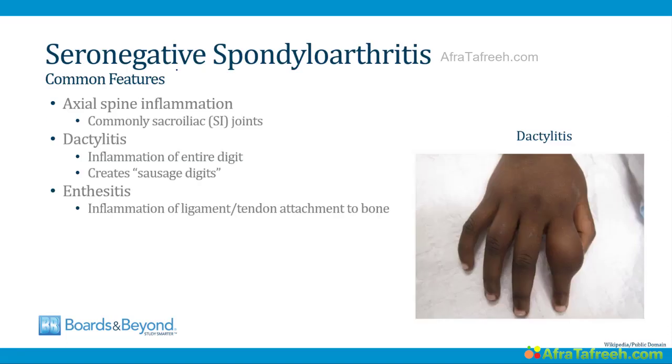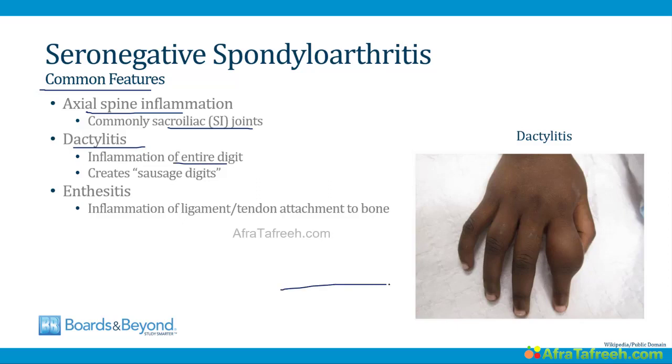Before we get into specific types of seronegative spondyloarthritis, let me go over some common features that many of these disorders share. The first is axial spine inflammation, and this means inflammation of the joints of the spine, commonly the sacroiliac or SI joints. Another common feature of these disorders is dactylitis. This refers to inflammation of an entire digit. This is a picture of what it can look like here.